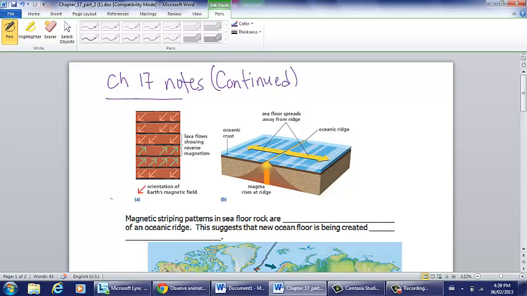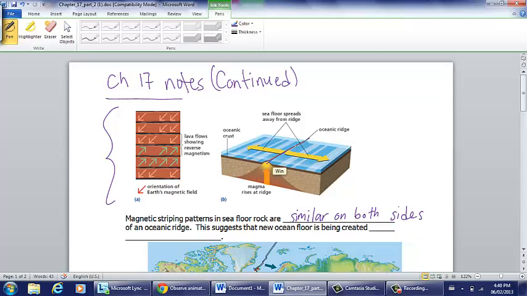These top two diagrams are both illustrating something called magnetic striping evidence. This is evidence that supports the theory that plates are moving, and specifically that plates are moving outwards from each other at this specific type of boundary. Magnetic striping patterns in the rock are similar on both sides, and I'll show you what that means. So similar on both sides of an oceanic ridge.